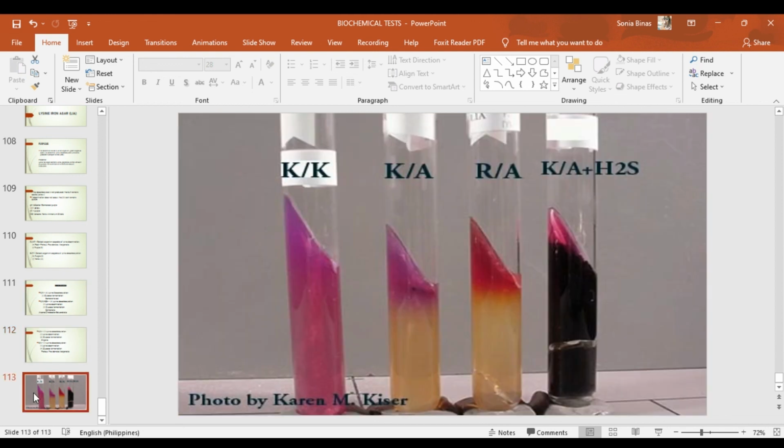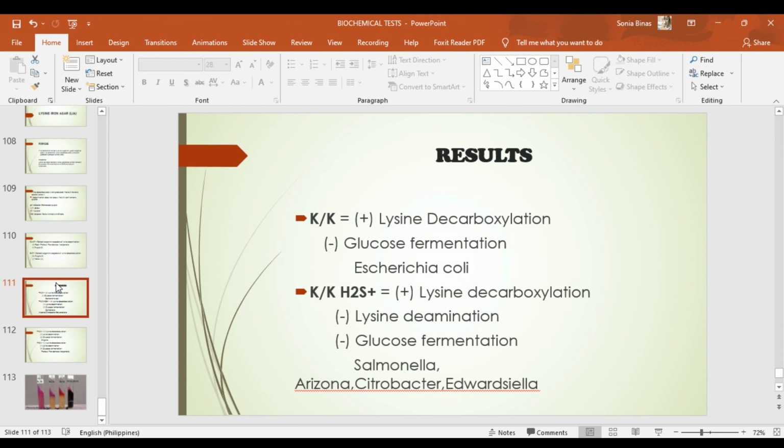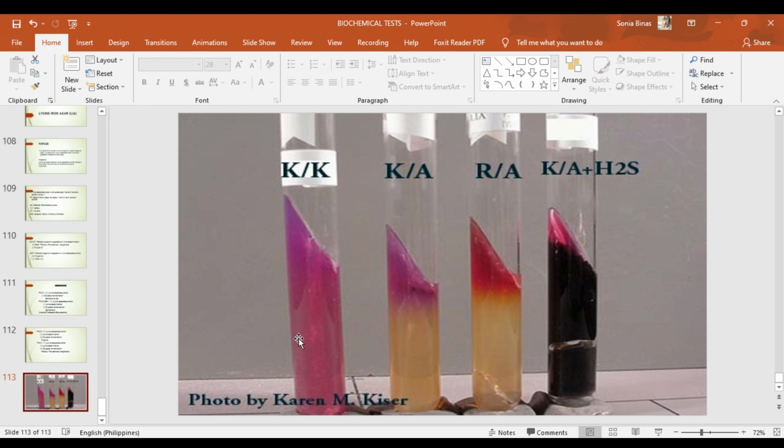So, for the reactions, ito ang ating K. Sa right side, ito ang ating K over A plus H2S. Meron siyang blackening again of the agar or the medium. So, dito sa K over K, purple lang po siya because nga meron siyang, again, lysine decarboxylation. So, ito ang ating E. coli yung sa left side.